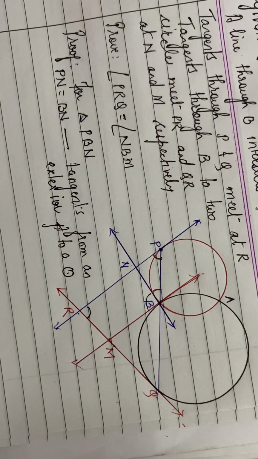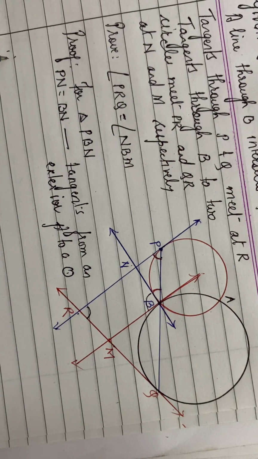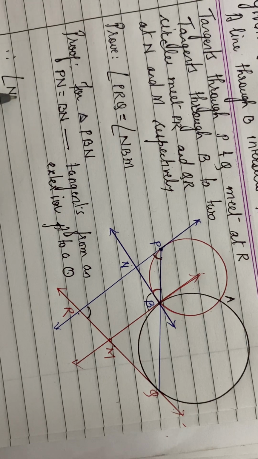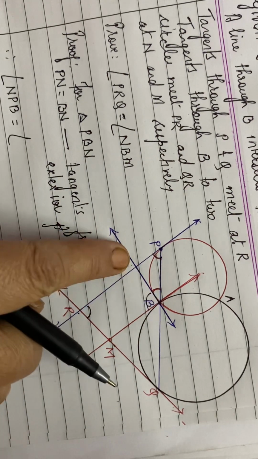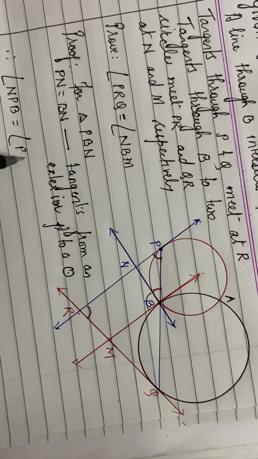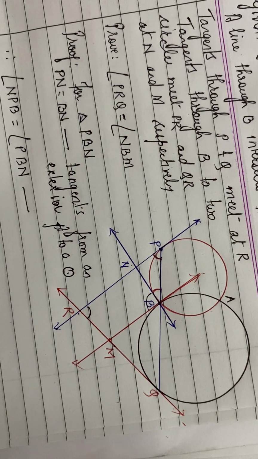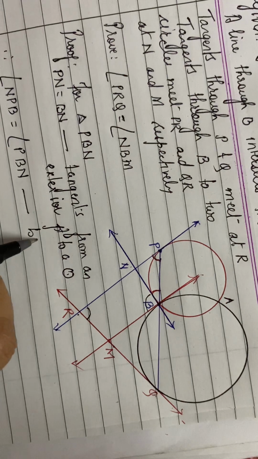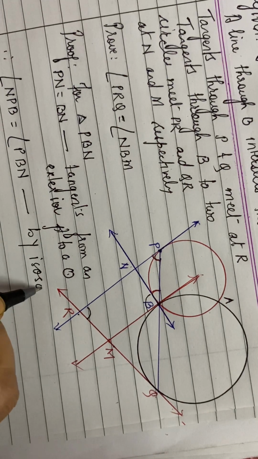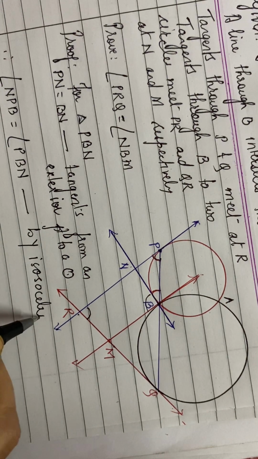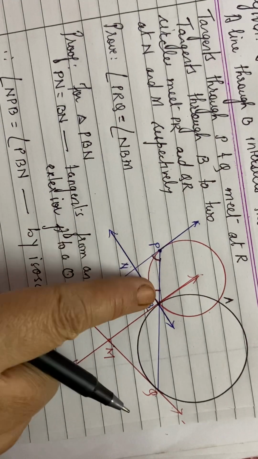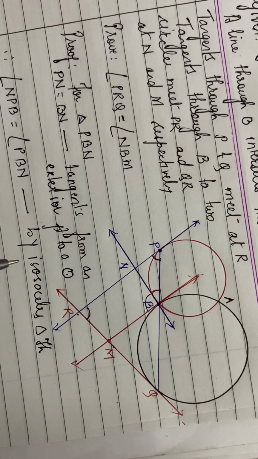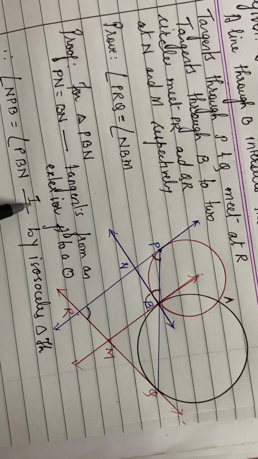Getting that? So, therefore, angle NPB is equal to angle PBN, by the isosceles triangle theorem. That is, if two sides are equal, then the angles opposite to them will be equal. Okay, so this is your equation 1.